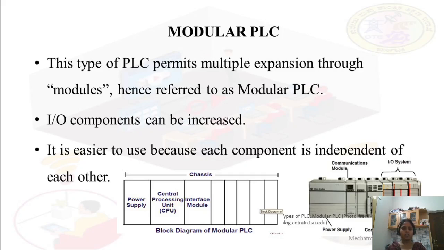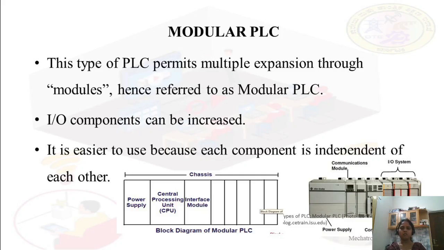Okay. And here, for example, if for any other application, we want to increase the IO modules, using this modular PLC, we can increase the IO modules. Or if we want to increase the memory, we can also increase the memory here, by putting the memory module. That is why this provides the multiple expansion. That means we can keep adding the components how much ever we want. So it is easier to use because each component is independent of each other. Understood? So this is the modular PLC.